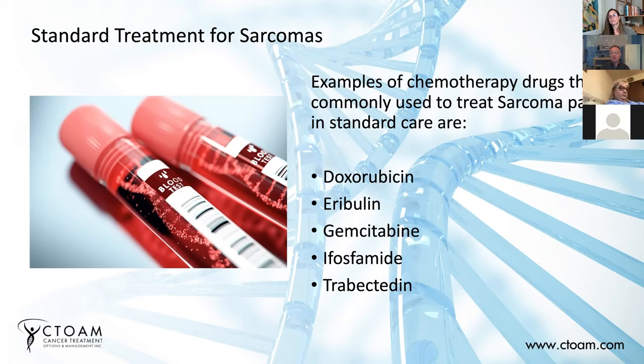So common chemotherapy drugs are doxorubicin, eribulin, gemcitabine, ifosfamide, and then trabectedin, which is a relatively new one that comes from a sea squirt. So these have been used on a variety of different sarcomas with varying response rates. And each sarcoma is going to have a combination of chemotherapy drugs that are used in standard care. Not necessarily effective, but they're often used just to try to slow things down.